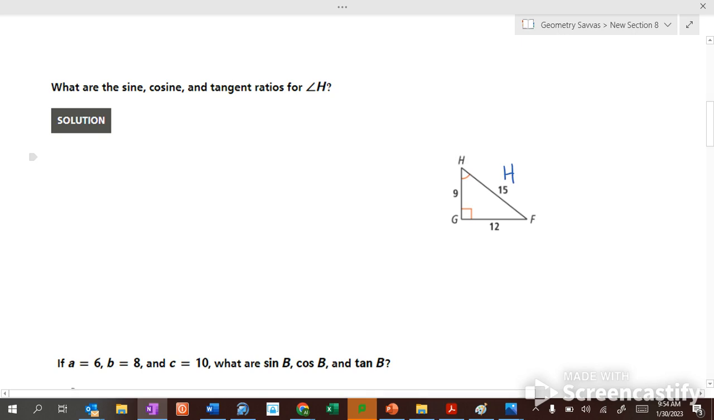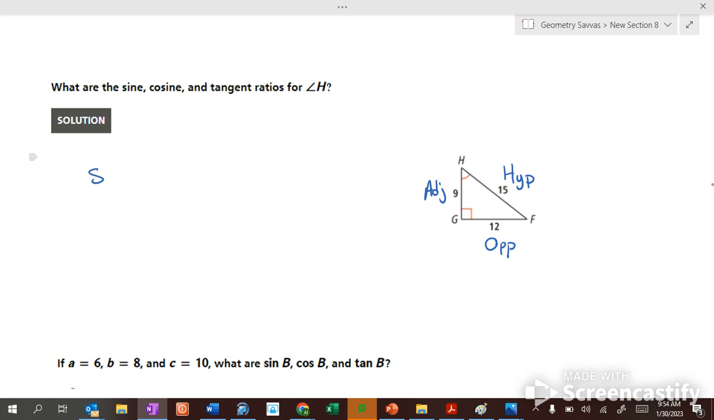Now, we're talking about angle H here. So what's the opposite side of angle H? The 9 or the 12? The 12 is opposite of angle H. And then 9 would be the adjacent. So now you have opposite, adjacent, hypotenuse.